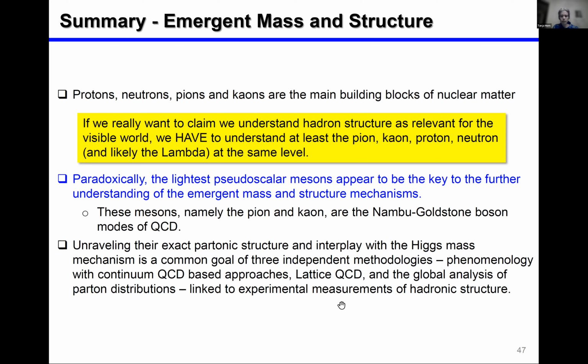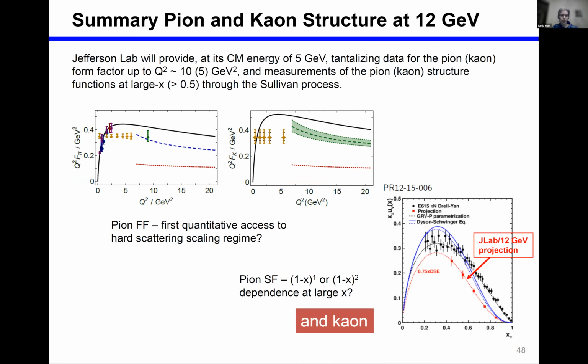And here I mentioned that we have this unique opportunity that we have a whole array of experimental facilities being upgraded, coming online, and so on in the next decade or so. So it's a really exciting time for meson structure. Just to orient you and give you the summary here of Jefferson Lab, EIC, and so on. So I mentioned to you that Jefferson Lab will provide at a center of mass energy of 5 GeV already quite interesting data for pion and kaon.